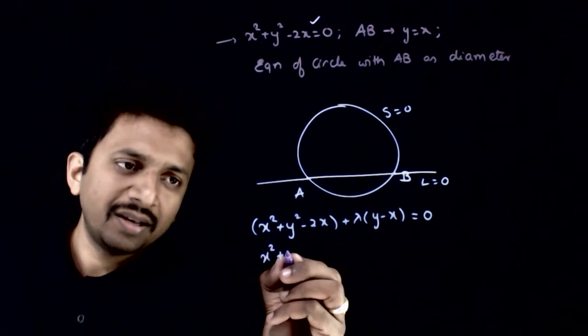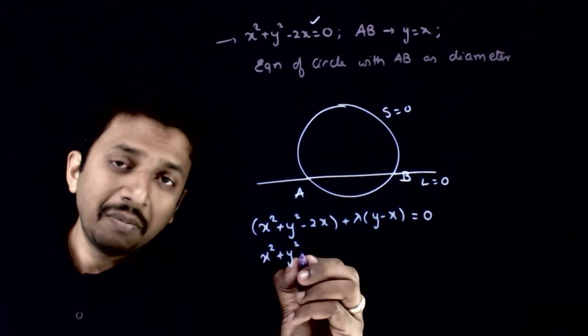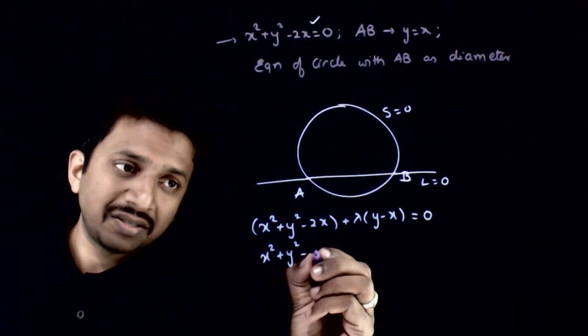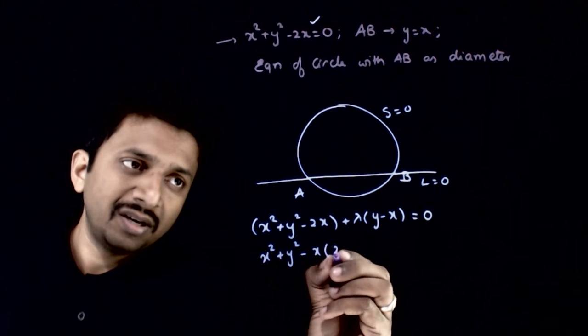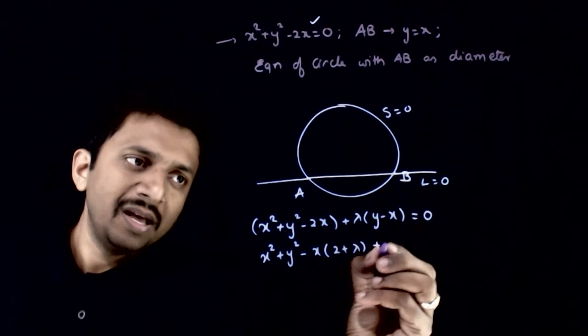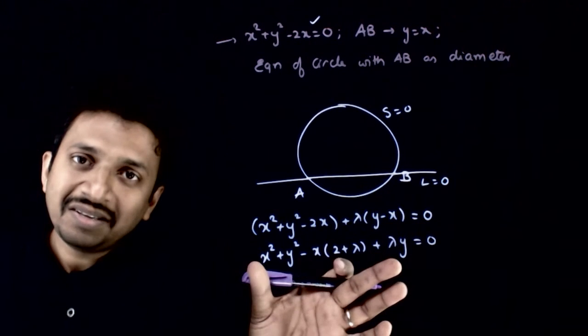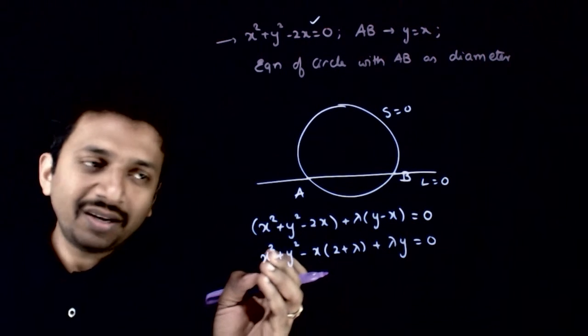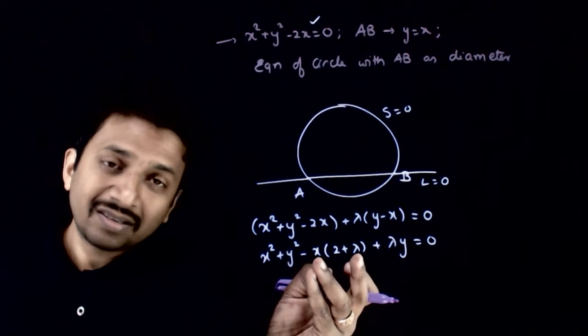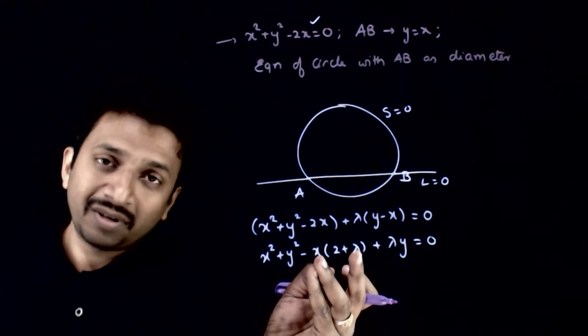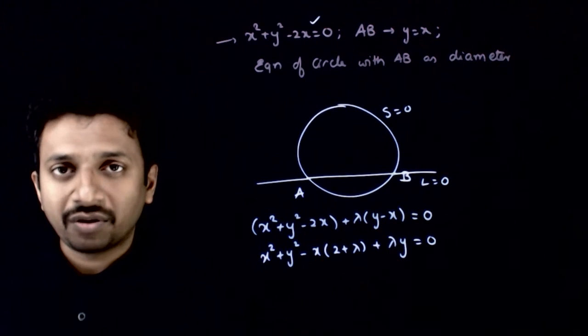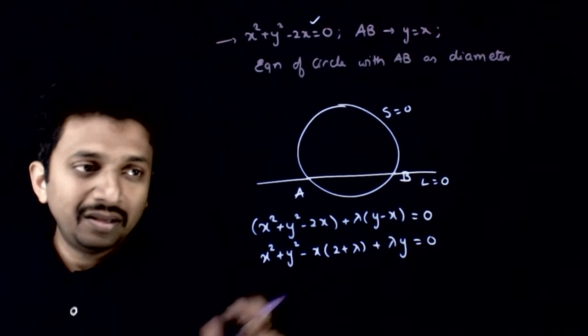So, x square plus y square minus (2 plus lambda) x plus lambda y is equal to 0. So this is the standard form of the circle. x square plus y square plus some coefficient of x and some coefficient of y.